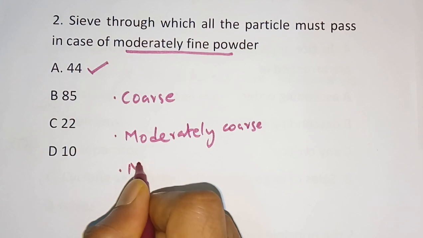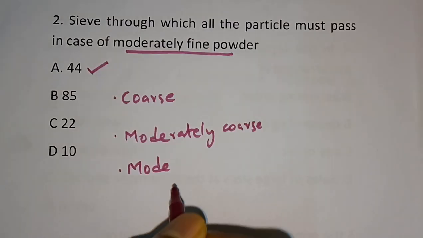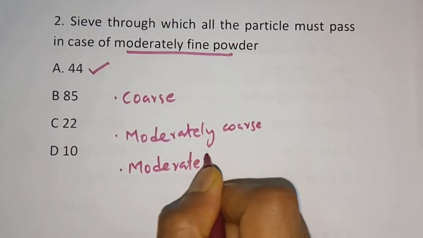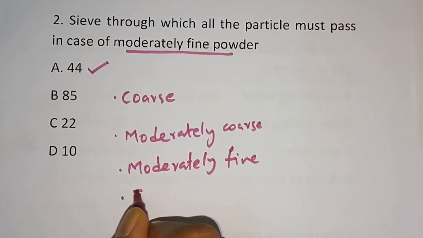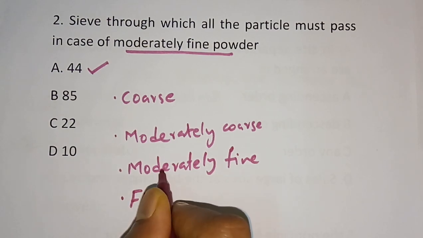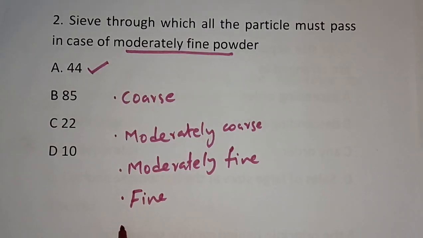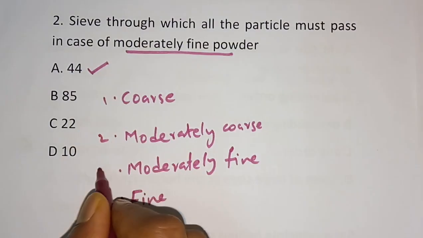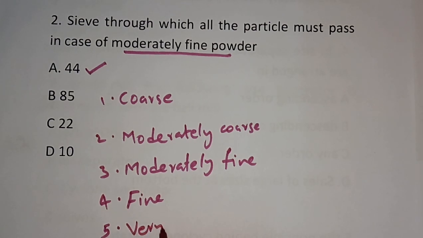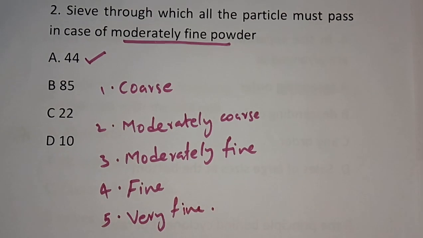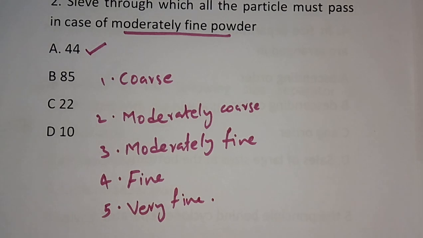Third is moderately fine, which is smaller than this category. Then comes fine. Fine is smaller than moderately fine. Then the last category, that is the fifth, very fine. Very fine is the smallest one. Like this, 5 categories are there for the powders, classified based on the size.